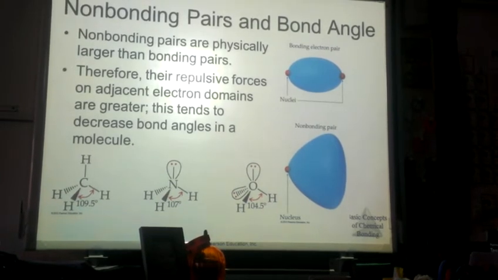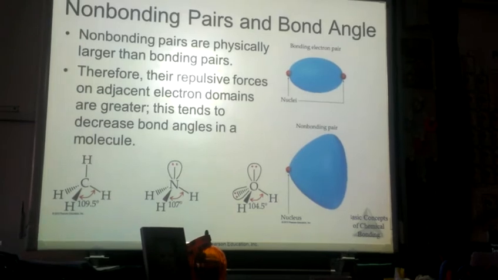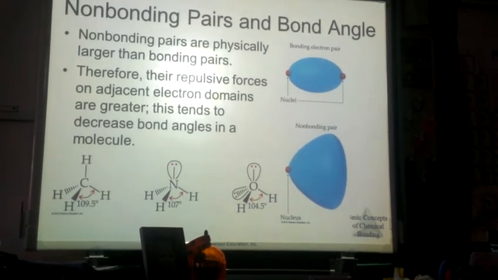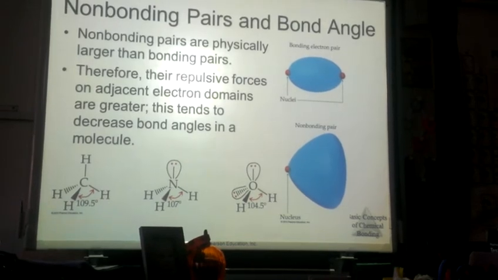Guess what happens if now we're thinking about bent? Now I have two lone pairs with two bonding pairs. Because I have these two really large non-bonding pairs, it should lower that degree of separation a little bit more, and it does. So I have 104.5 degree separation between the bonds now, in comparison to 107, in comparison to 109.5. So we need to know that. As my non-bonding electron domains increase, the bond angles in the molecule are going to decrease.